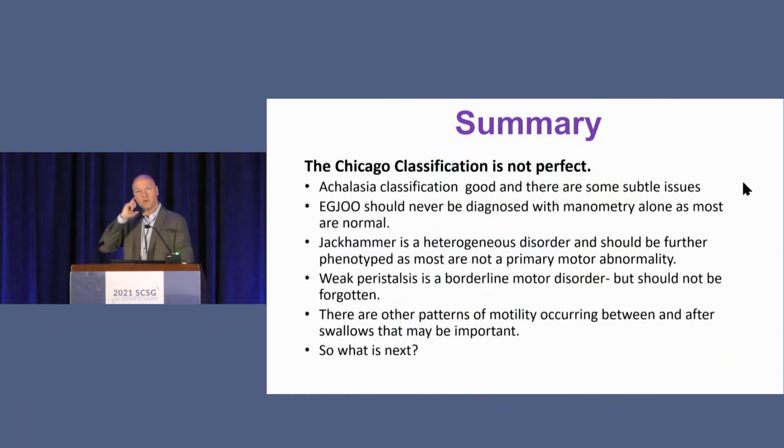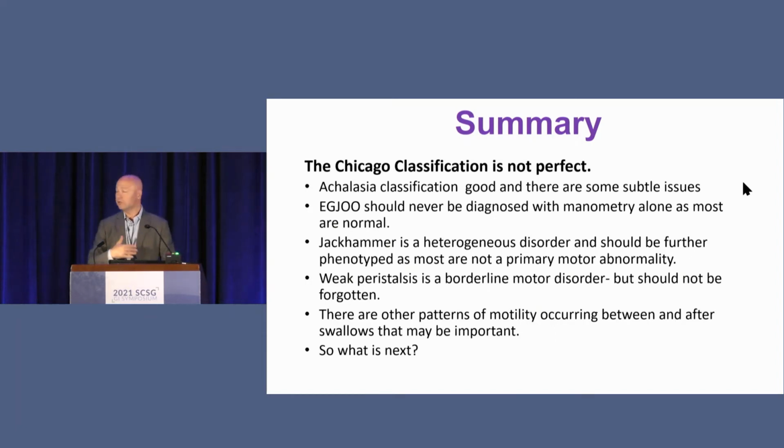So in the end, we know that the Chicago classification is not perfect. We know that achalasia is good. We're pretty comfortable with that. I think the subtypes, we've done a pretty great job at that. But EGJ outflow obstruction should never be diagnosed on manometry alone. There should always be some adjudication with either an esophagram or FLIP panometry.